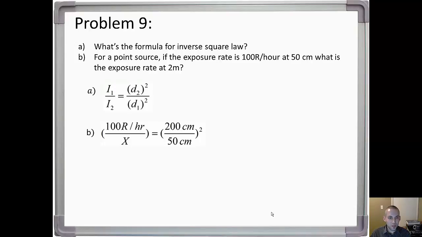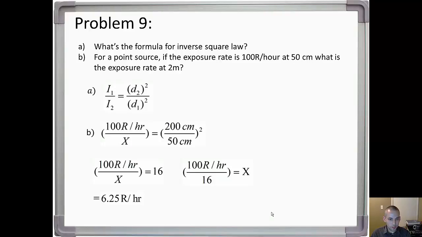Okay, 100 Rankins per hour, which is your initial exposure rate, over the secondary, equals the secondary distance, which is 200 centimeters over 50 centimeters squared. Let's work it out. 100 Rankins per hour over your secondary equals 16. Rearrange, and we get our answer 6.25 Rankins per hour, which is 100 Rankins per hour divided by 16. So 4 times the distance, I know inverse square, so I would know 16 off the bat. But sometimes it's good if you're in a crunch, racing the clock. It's good to work it through. You don't want to leave room for mistakes.